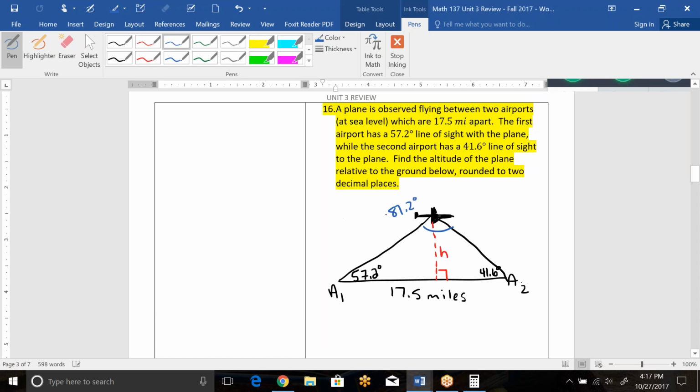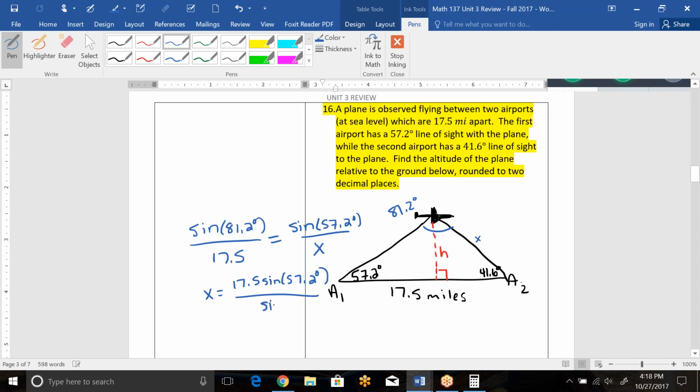Okay, so now, because I know an angle across from a side for the big triangle, I can use my law of sines. So sine of 81.2 degrees over 17.5, which is the whole side of this part of the triangle, I'm going to solve for this one over here. I'm going to call it x. So then I would be using not the 41.6 but the 57.2 because it's what's across from that big x. So sine of 57.2 over x. When we cross multiply, we would have 17.5 times sine of 57.2. That's the first diagonal, and then we would be dividing by the sine of 81.2.